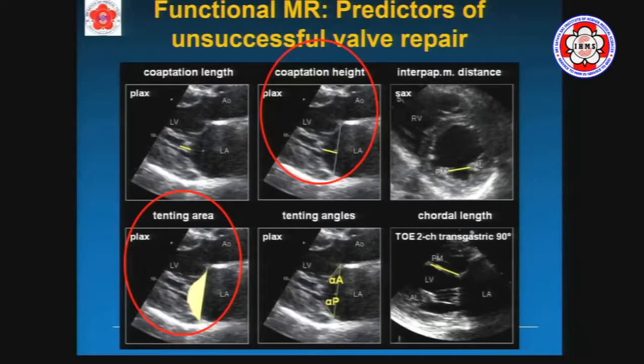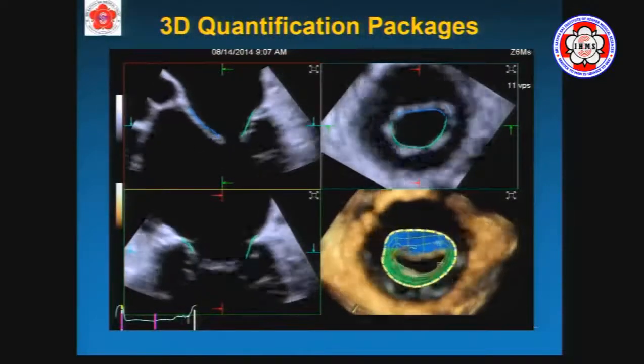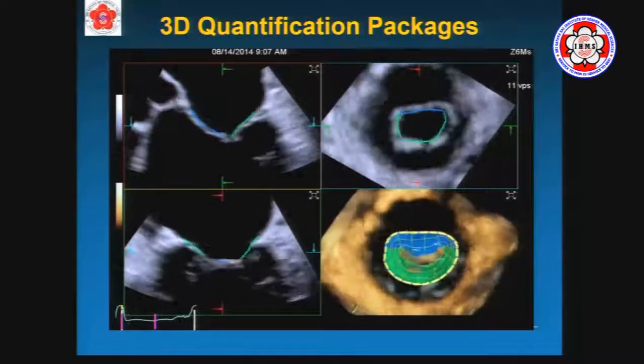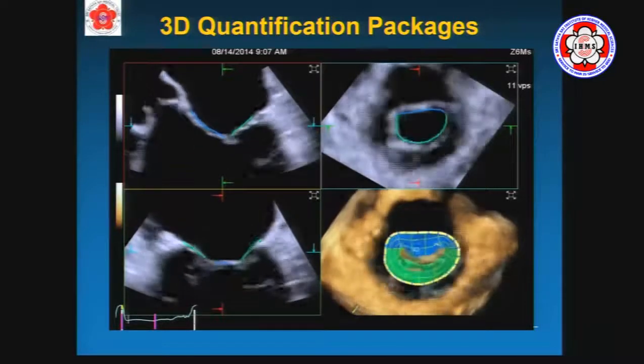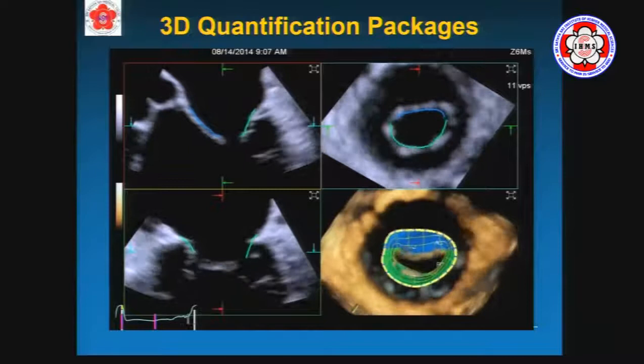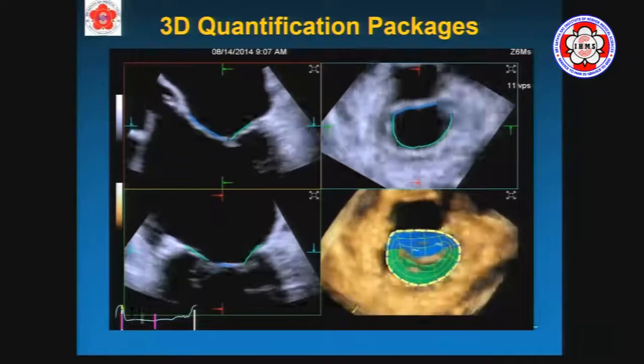Sometimes we'll look at interpapillary muscle distance, especially with ischemic MR. But if you just remember these 2 things, then it's actually very useful to quantify mitral regurgitation and the likelihood of success. Now, you can do these measurements manually. They're very easy. But if you have 3D echo in your echo lab, then you can also take a look at things like this. So this is a 3D echo package which quantifies the mitral valve leaflets.